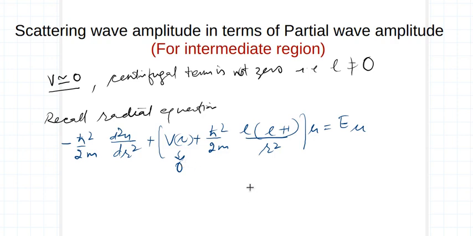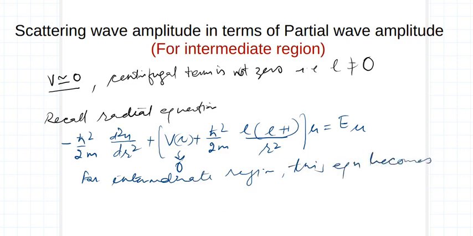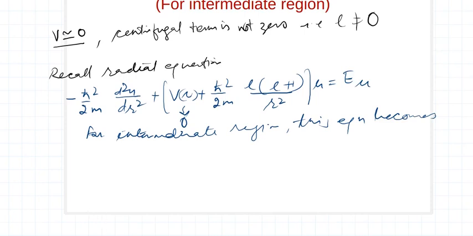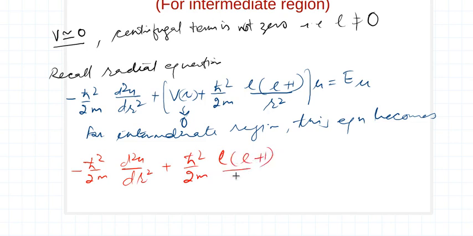If it is zero, then the new equation for the intermediate region becomes minus h cross square by 2m d square u over dr square plus h cross square by 2m L into (L plus 1) over r square u is equal to E u. That's what will happen, right?